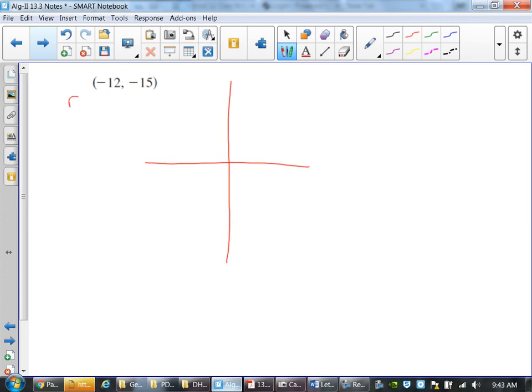Remember the shortcut here? Notice how the triangles are always going back up to the x-axis. So, what's your opposite? Negative 15. What's your adjacent? Negative 12. What's your hypotenuse?